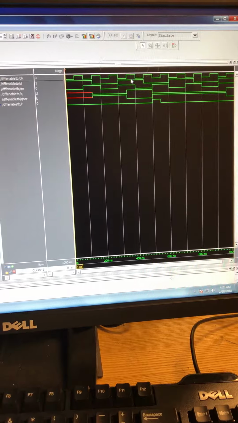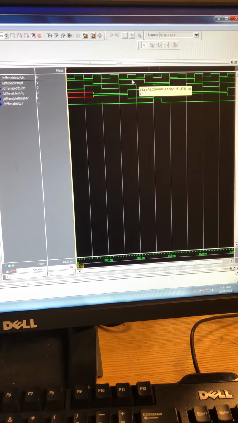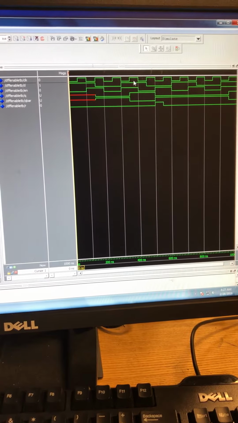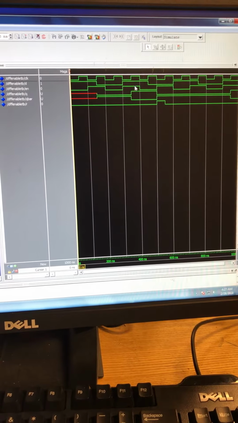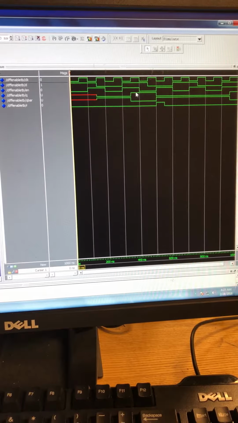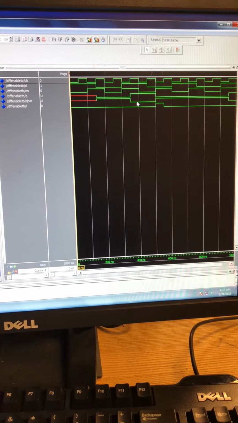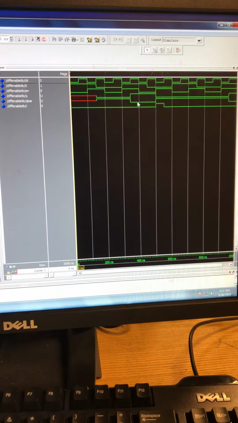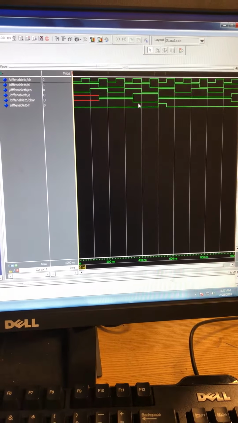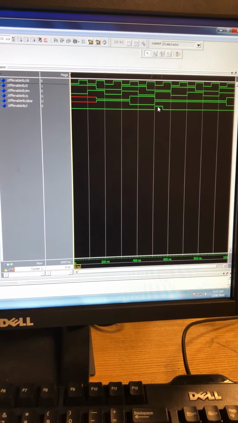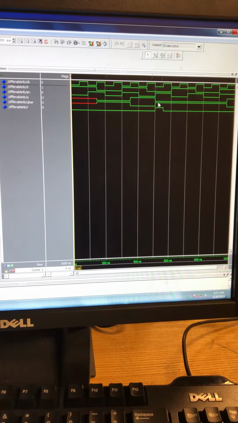If I have D to be 1, my enable is on, so my clock is on, then Q follows D, which is 1, and my Q bar would be the opposite of Q, which is 0. And so for my reset, we only push a 1 if we want to force Q to be 0.